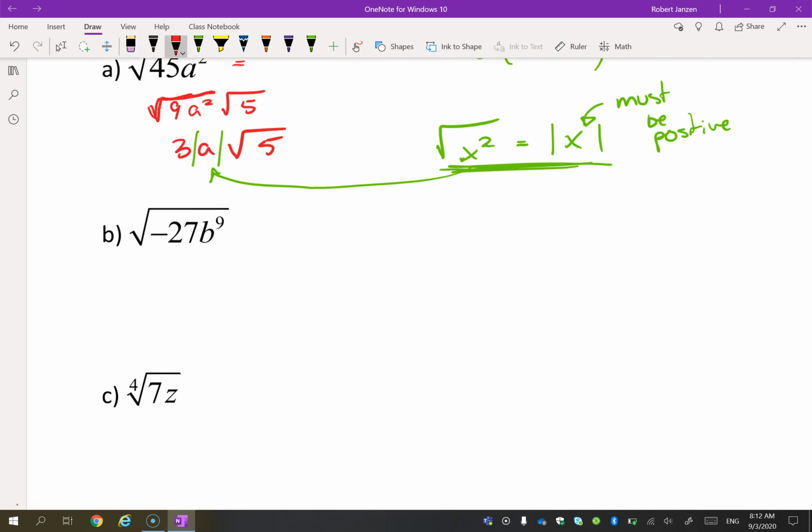So let's try another one. First of all, what can b be? Well, this is a square root, so this number has to be positive. If that has to be positive and you already have that negative there, that means b to the 9th has to be a negative number. That means b has to be negative.